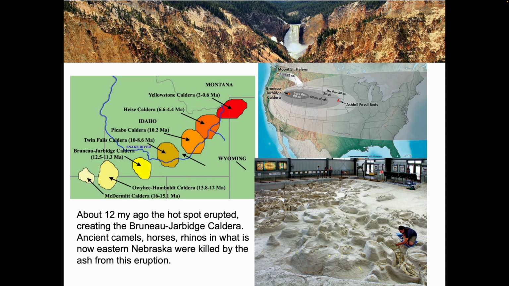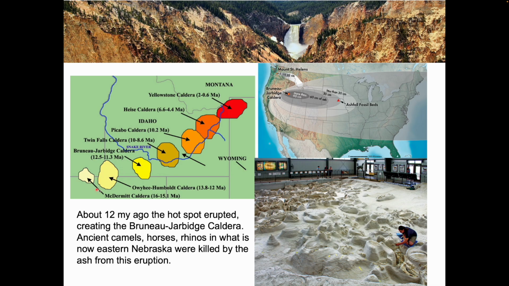And the Yellowstone calderas are just the most recent ones of a series of calderas that extend all the way across Idaho and into the border of Oregon and Nevada. The oldest one of these, called the McDermott caldera, first started about 16 to 15 million years ago, and it erupted for a while. Then it cooled off, and the plate kept moving, and so we got the Owyhee-Humboldt caldera 13.8 to 12 million years ago.